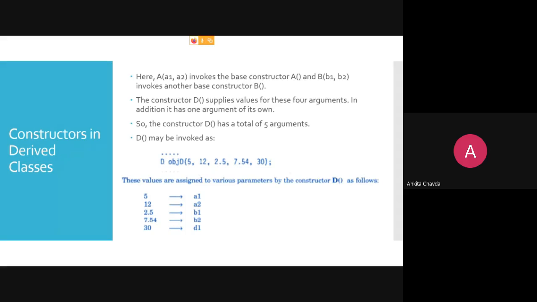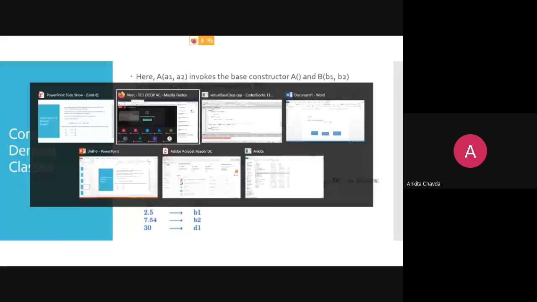So D may be invoked like this. Because D is my child class, my richest class, I'll create the object of my class D. So I'm writing D object D, and I'll call it like this: 5, 12, 2.5, 7.54, and 30. So the values will be assigned like this: 5 to your a1, 12 to your a2, and so on. This is how the constructor will work in your derived class.